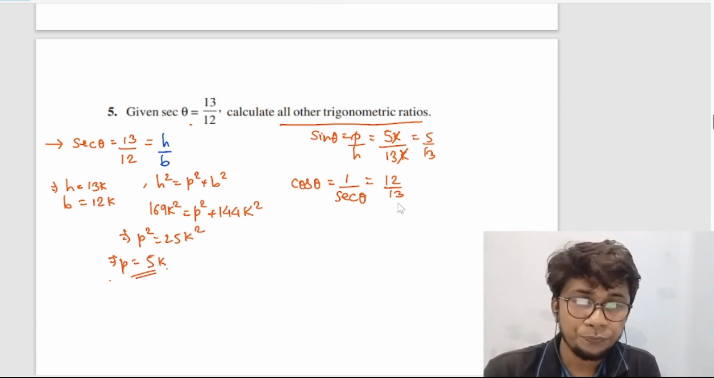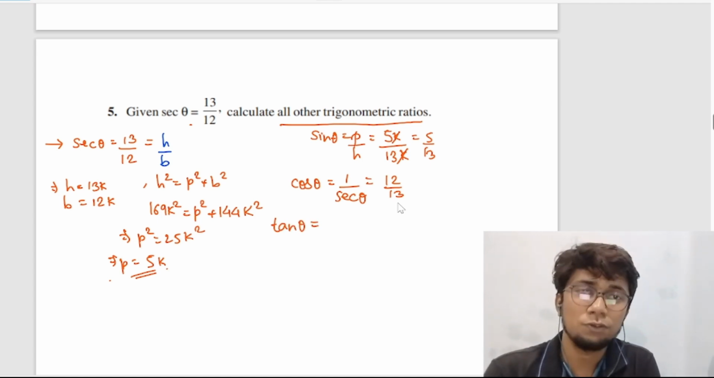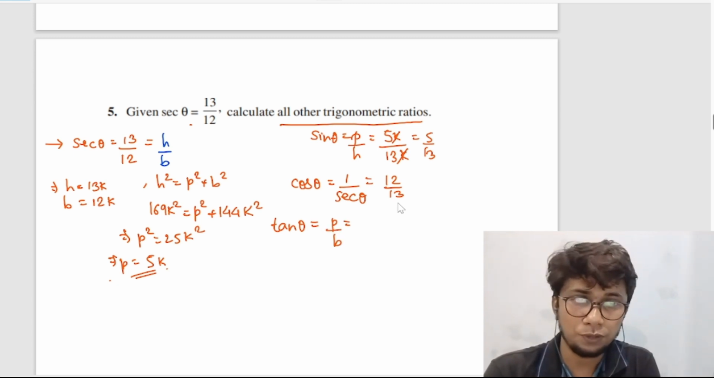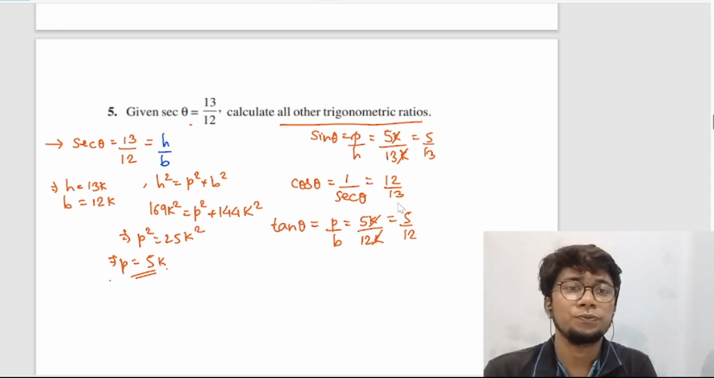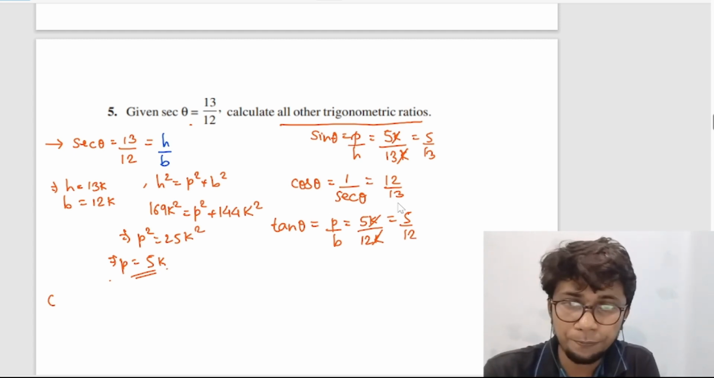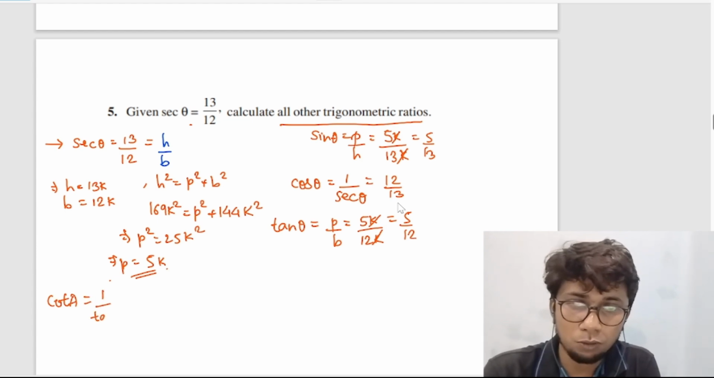Now what is left? We have to calculate tan theta. Tan theta is what? Perpendicular over base. What is perpendicular? 5k. And what is base? 12k. This is going to give you 5 over 12. Now what about cot A? Let's see cot A. Cot A is nothing but 1 over tan A. This is 12 over 5.